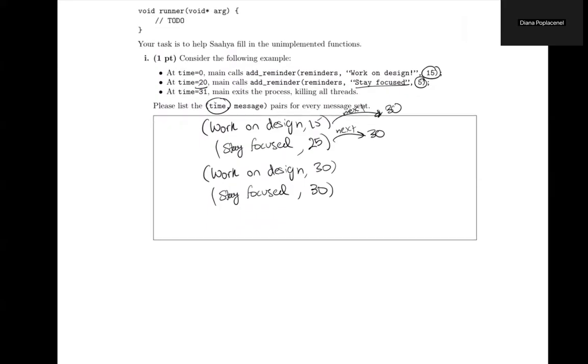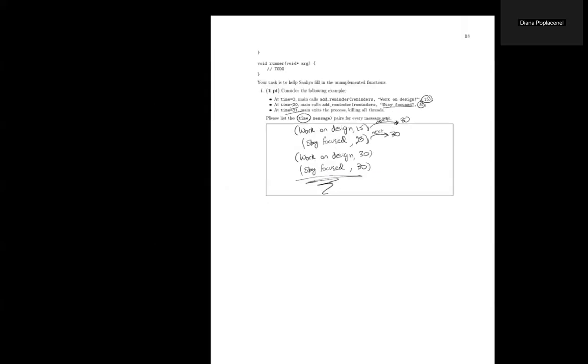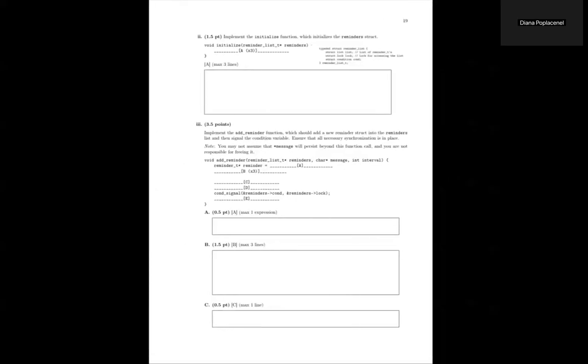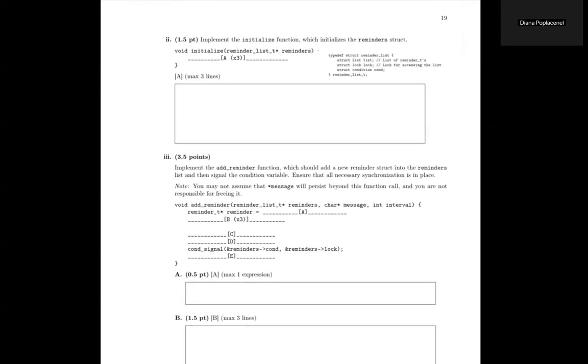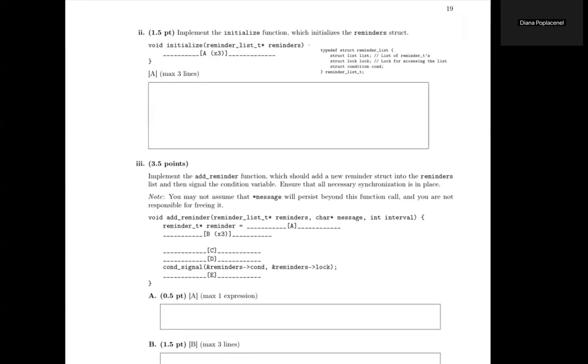And before either of these reminders gets scheduled again, at time step 30, we exit the process and we kill all threads. So nothing is going to be printed after that. Okay, so that's kind of a primer. And now we're actually going to write some C code.